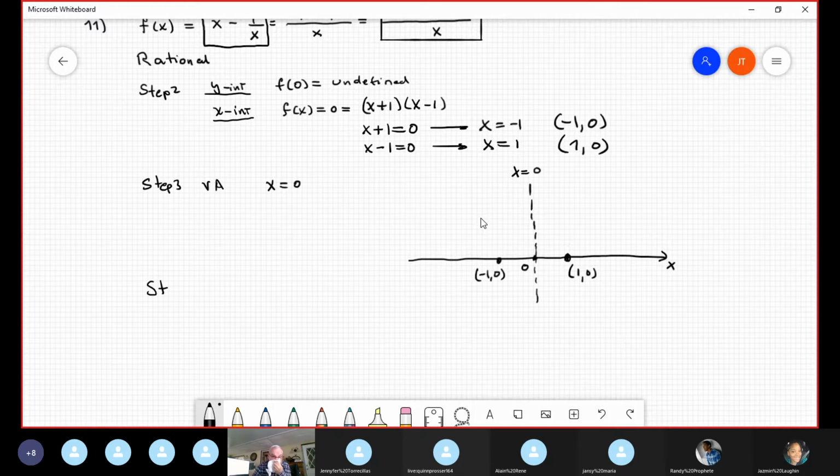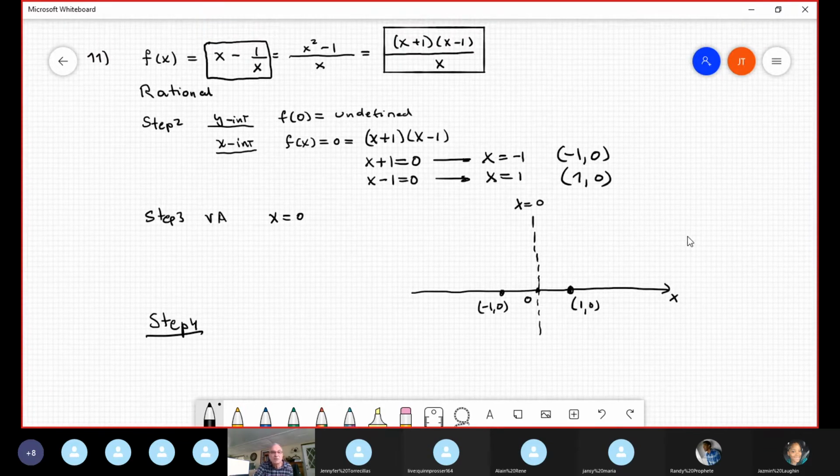What is step 4? Always, it's the famous step 4. Could you help me or no? You don't remember, or you remember? If you don't remember, no problem, because I'm here to refresh your memory. Okay, it's determine the horizontal asymptote or slant asymptote.